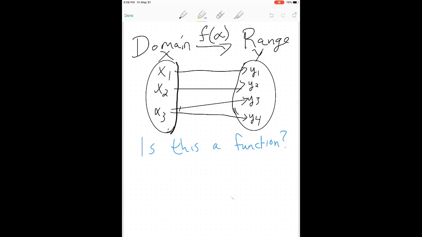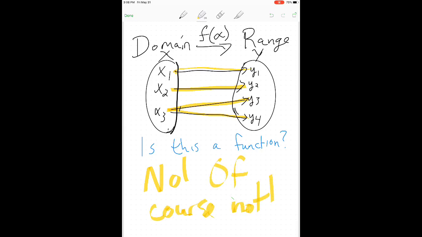All right, let's take a look at another example. Here we have x1 mapping directly across to y1, x2 mapping to y2, x3 maps to y3, and it also maps to y4. Is that okay? No, of course not. That's not a function because that means I'm plugging in one x value and somehow I'm getting out two different y values. That does not make sense.